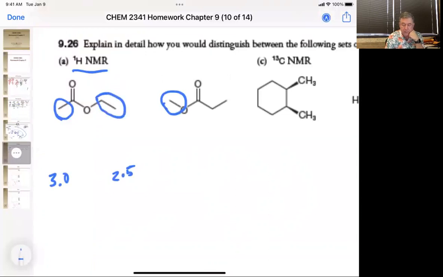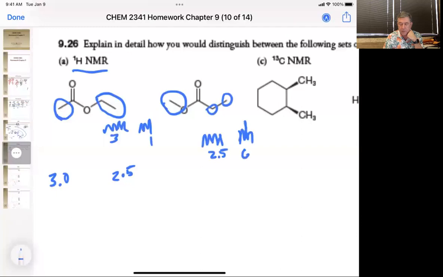This is going to give a quartet up near 3 and a triplet down below near 1. This is going to give a quartet at 2.5, and this is going to give one at 1, and it's going to be a triplet.